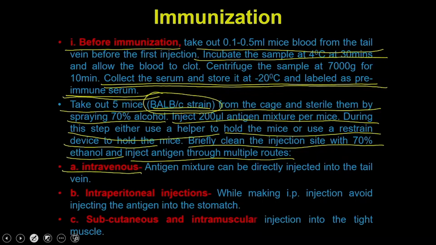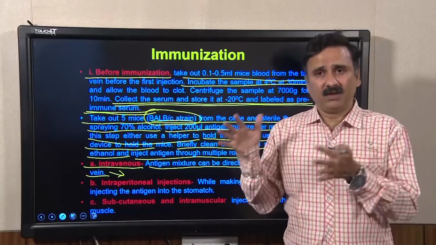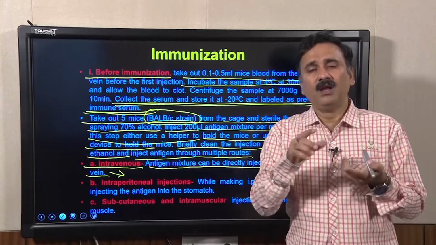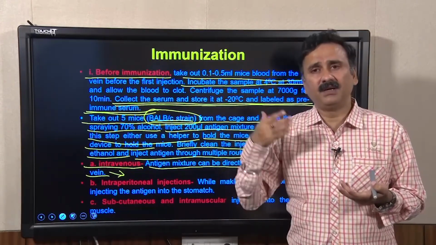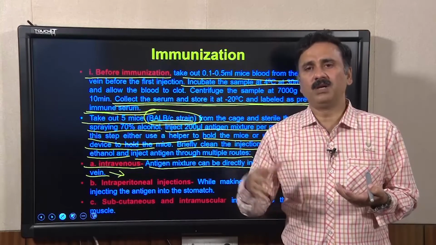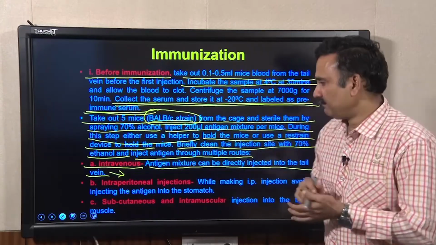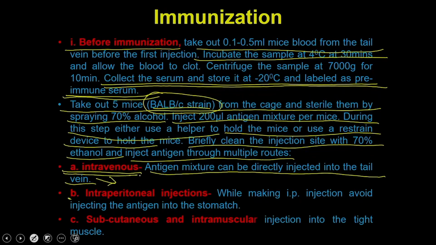Either you can inject intravenously. The antigen mixture can be directly injected into the tail vein of the mice. That is going to create a very small immune response, because if you inject directly intravenously, it is going to cause anaphylactic shock first of all, and the second is that it may sometimes clear the antigen very fast, so that it will not create a very robust immune response. So, you can only inject the antigen in an intravenous mode if you know that the antigen is very immunogenic.